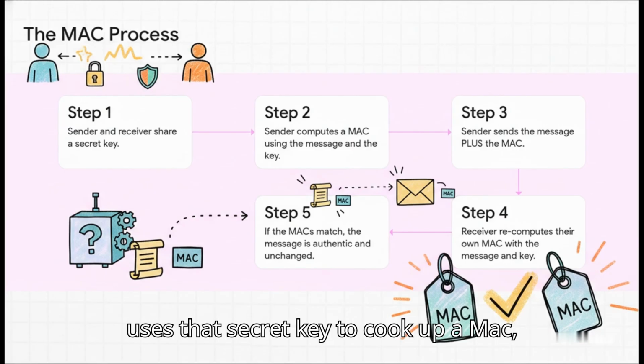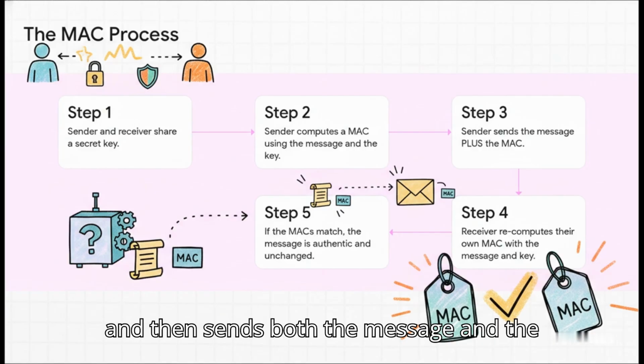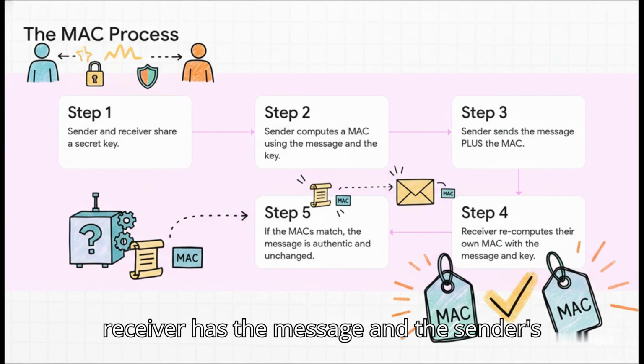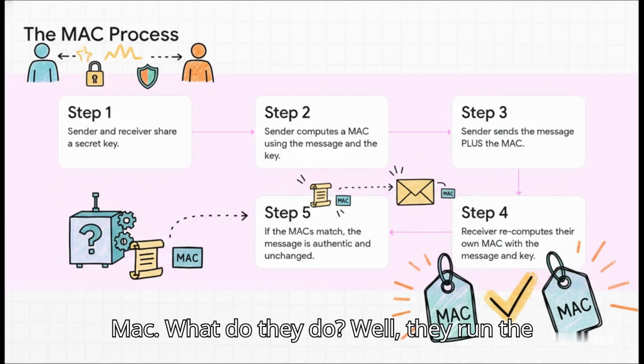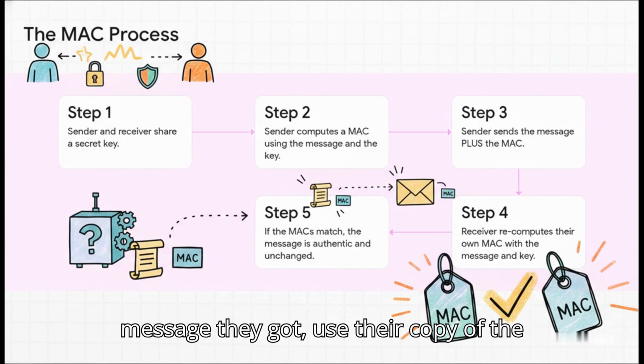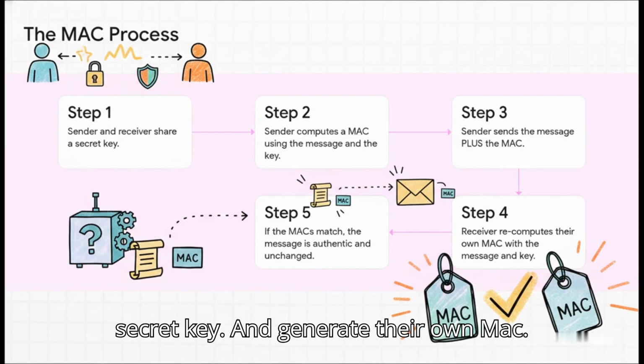Then, the sender takes their message, uses that secret key to cook up a MAC, and then sends both the message and the MAC over to the receiver. Okay, so now the receiver has the message and the sender's MAC. What do they do? Well, they run the exact same calculation. They take the message they got, use their copy of the secret key, and generate their own MAC.